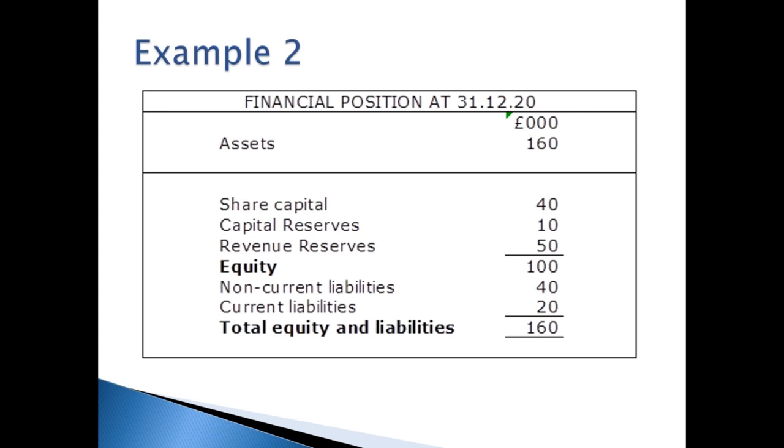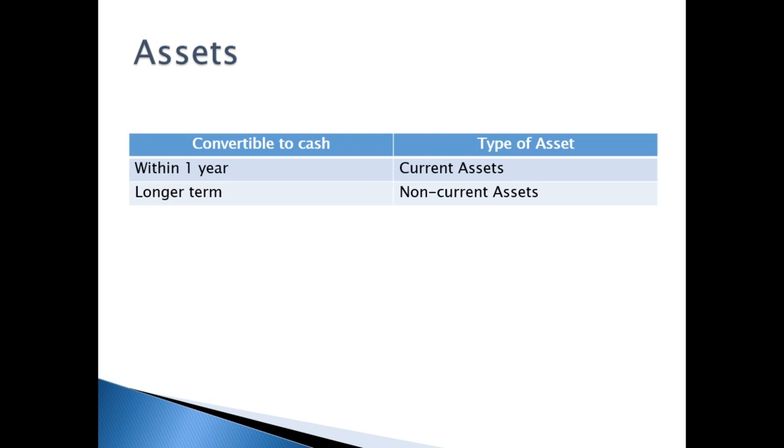Right, so let's now have a look at the assets. Having seen the potential risks, users need to know if there will be sufficient cash to settle the liabilities. Now this partly depends on how quickly the assets can be turned into cash, which is what we'll look at in a moment. It also depends on how the business generates cash, which would mean looking at the cash flow statement.